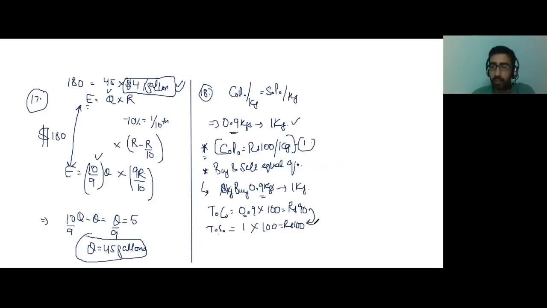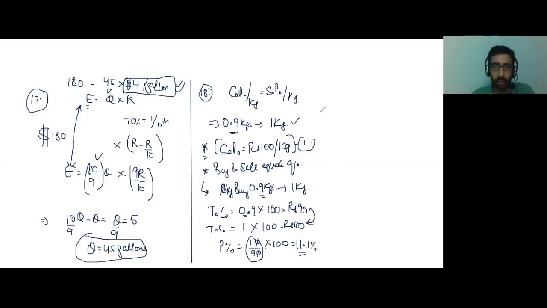Thus, your cost is 90, your sale is 100, and your profit is, without a shadow of doubt, in percentage terms, 10 by 90 into 100. And 1 by 9, if you remember, is 11.11%. 1 by 9 into 100 essentially. The equivalent percentage of 1 by 9, which essentially means that 100 by 9 is 11.11%. Is this clear?